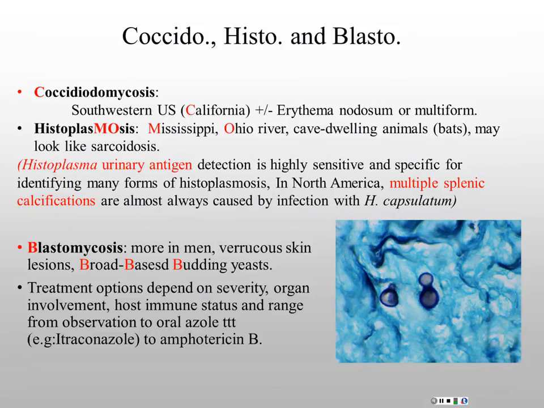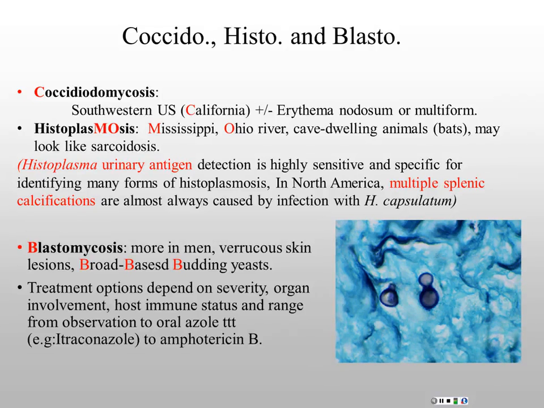Other organisms, especially in immunosuppressed individuals, you have to remember cocci, histo, and blasto. Cocci, C goes with C, usually more in California. You may have skin manifestations. Histoplasmosis, more in this area, Ohio River, Mississippi River. Histoplasma urinary antigen usually is a good test if you think there is a risk for this infection.